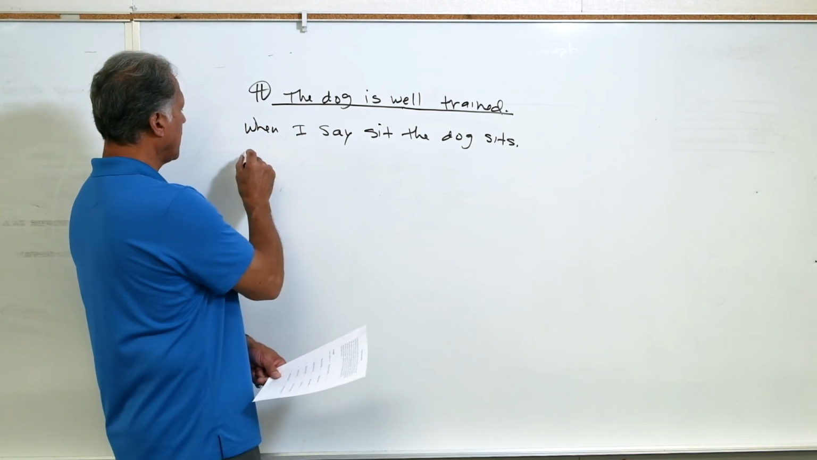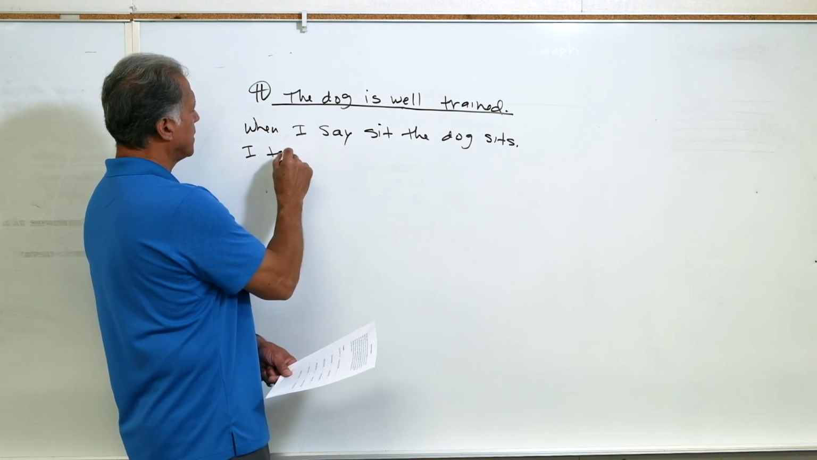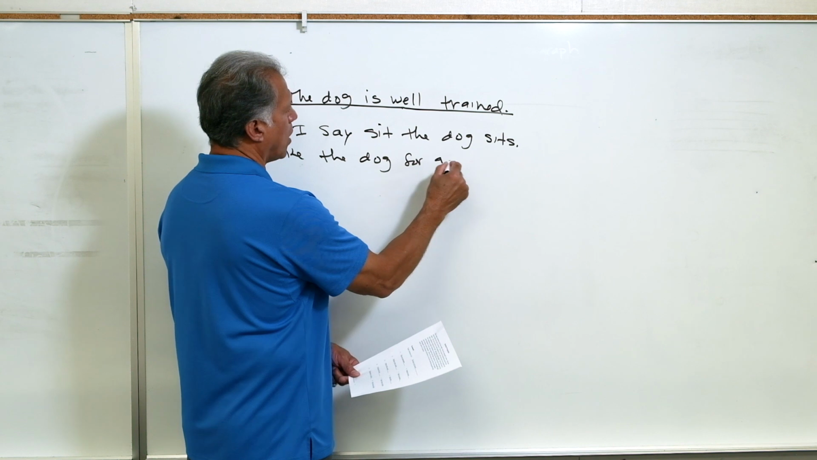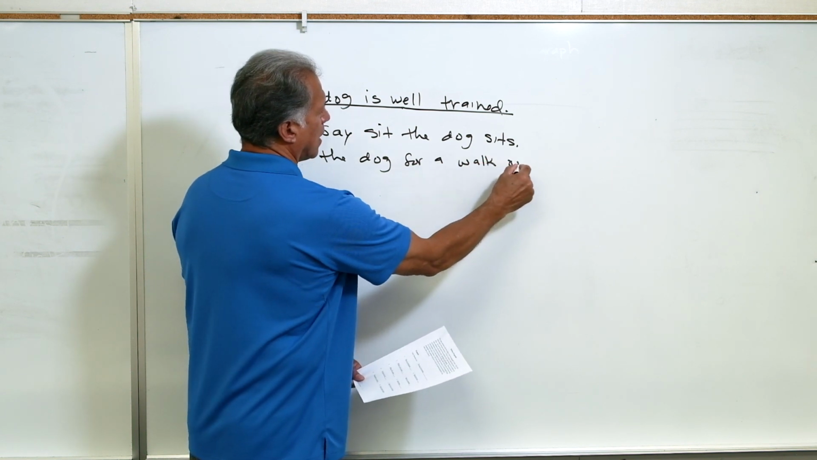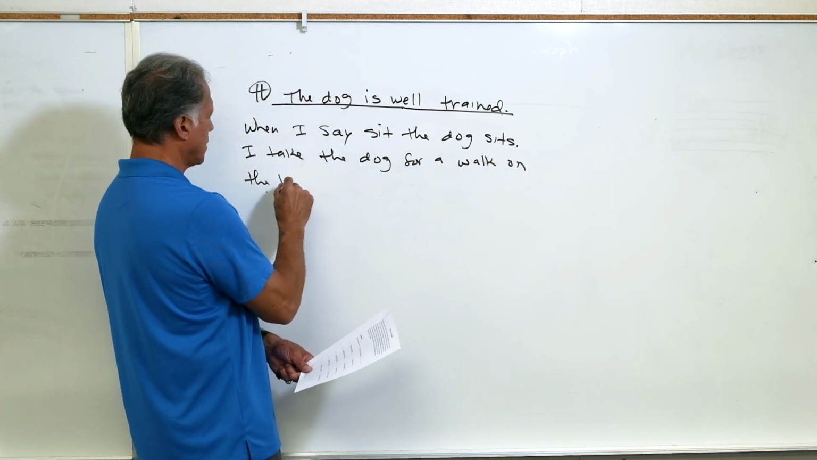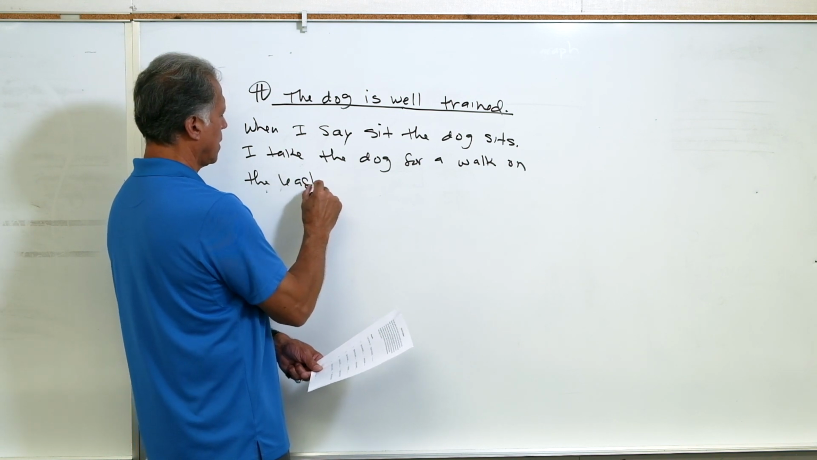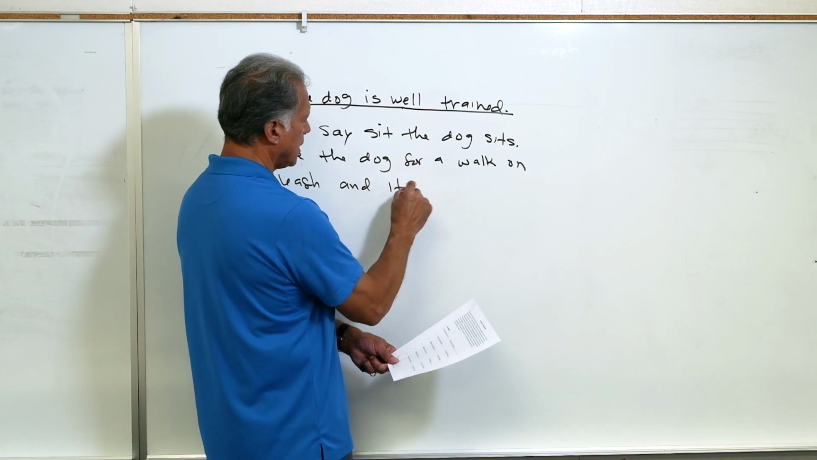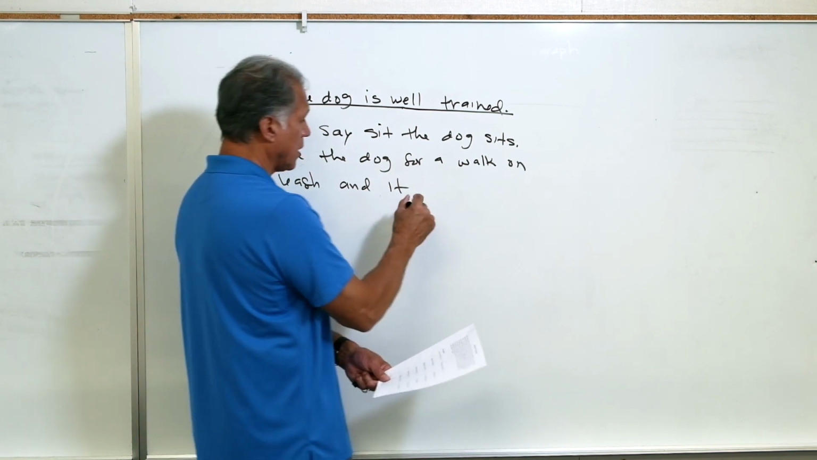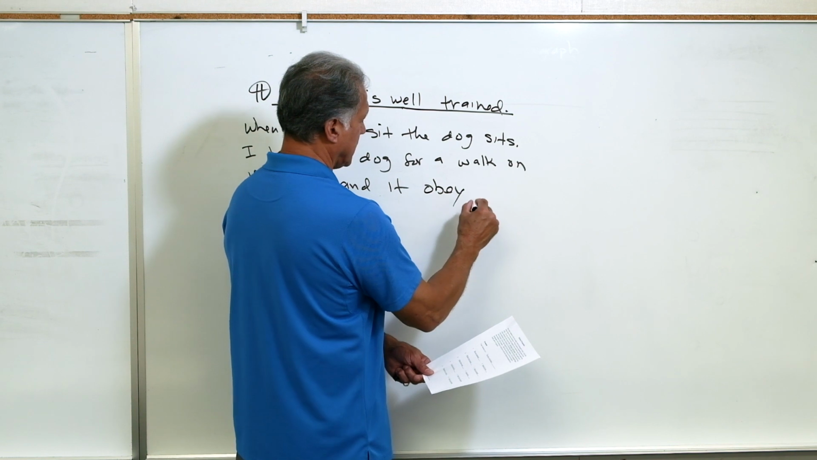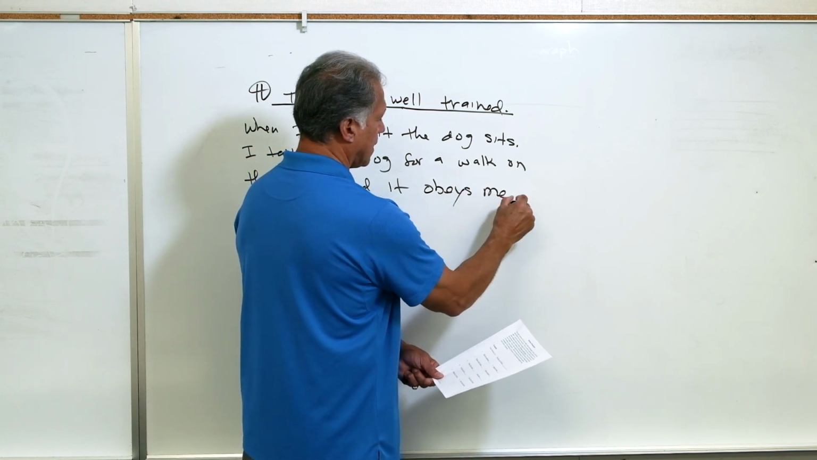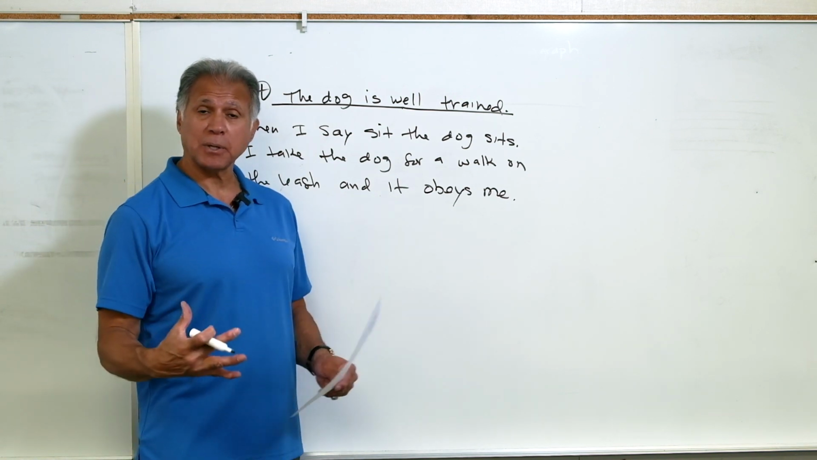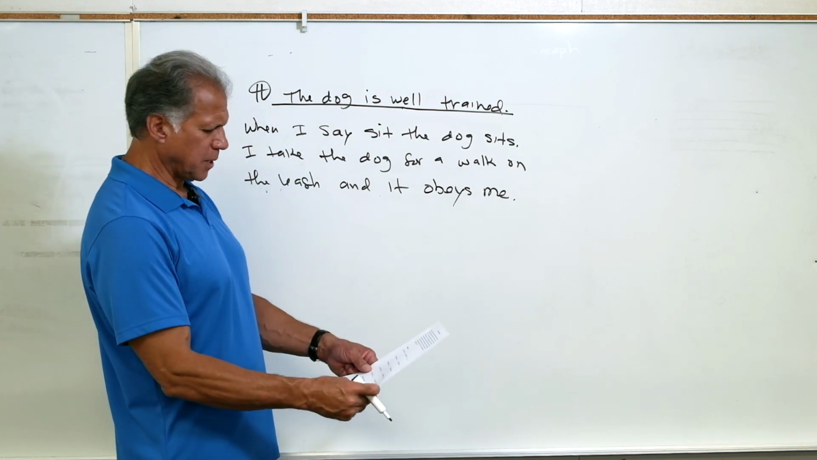I'm going to say, I take the dog for a walk on the leash and there's a pronoun, it obeys me. So can you see how I'm stringing these ideas together now using my parts of speech and my sentence structure? So now I'm going to take these next two.